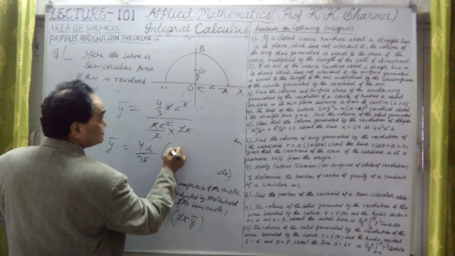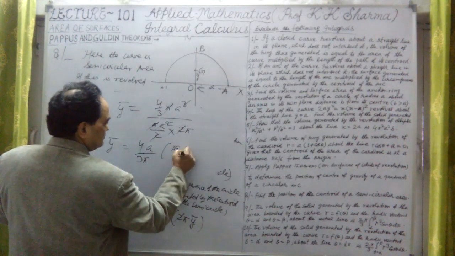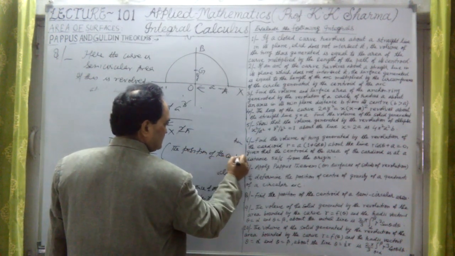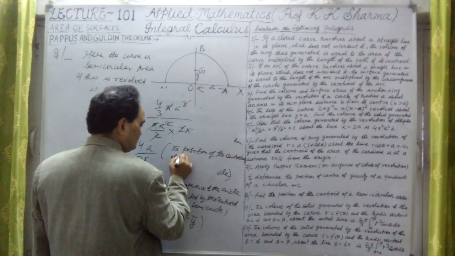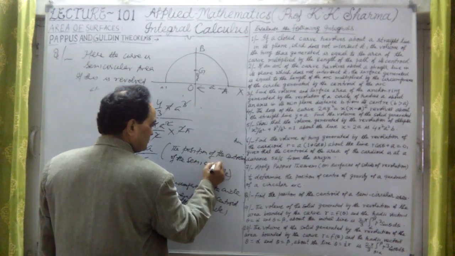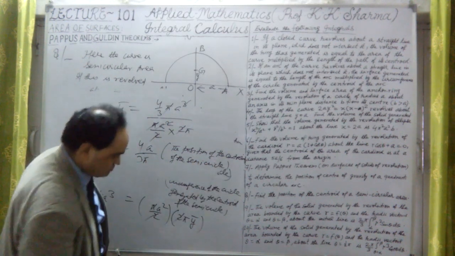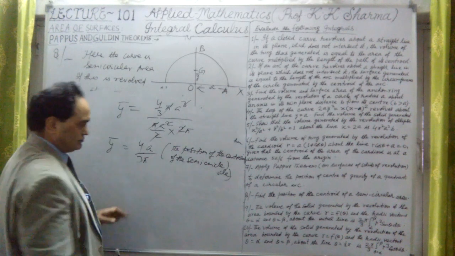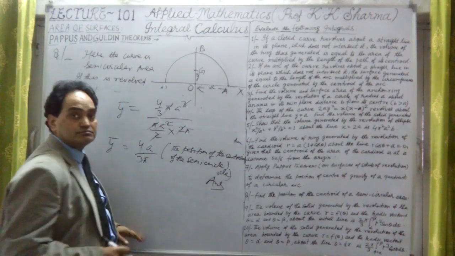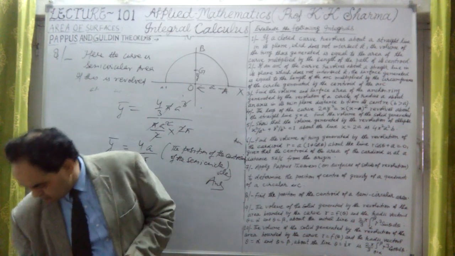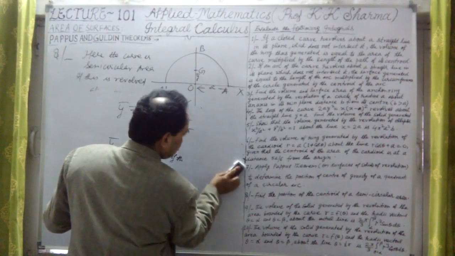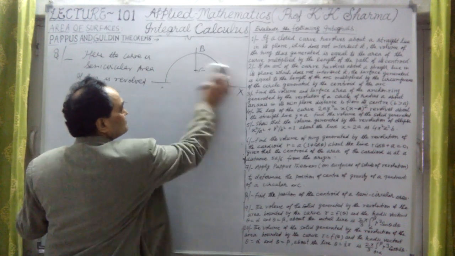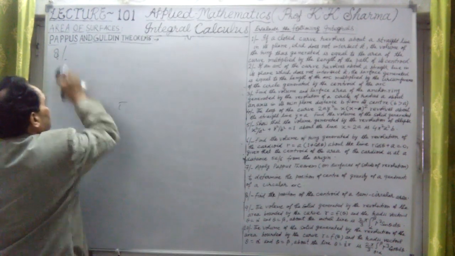This is the position of the centroid of the semicircle that we have to calculate. This is the final answer, the answer of this question. Okay, now let us talk about the next question, the ninth question. That answer I have written down: the position of the centroid of the semicircular area that we have calculated.